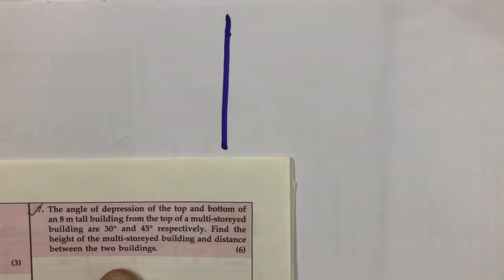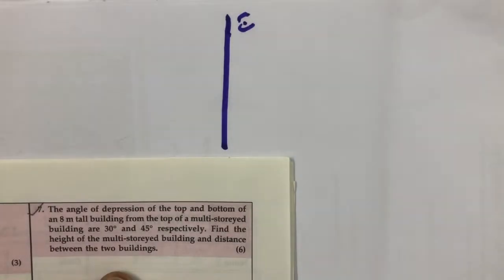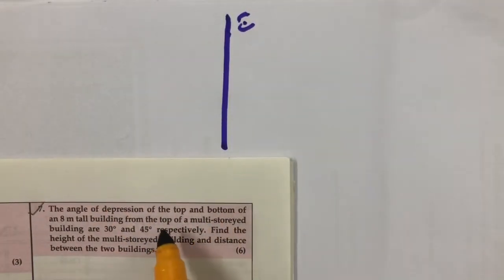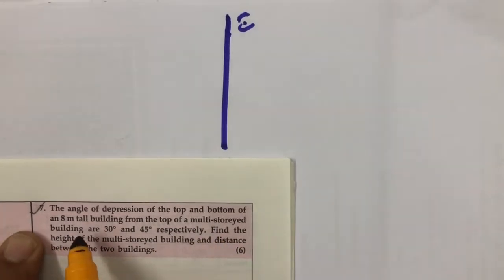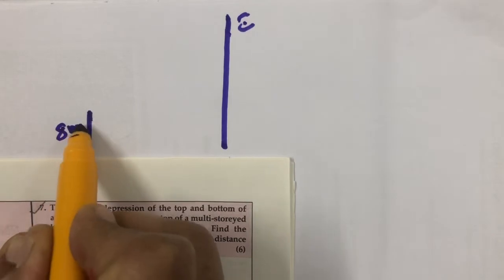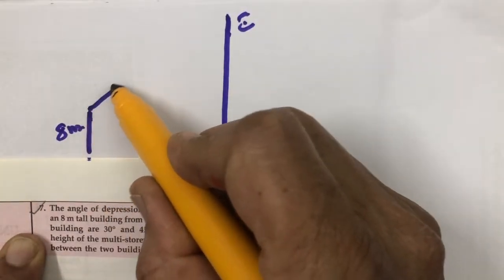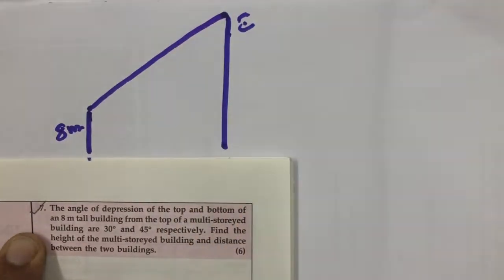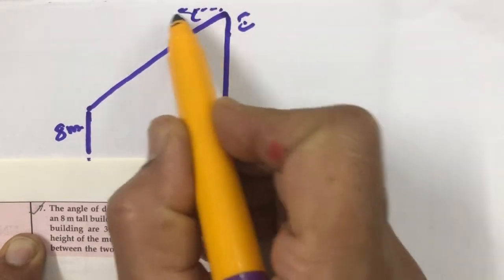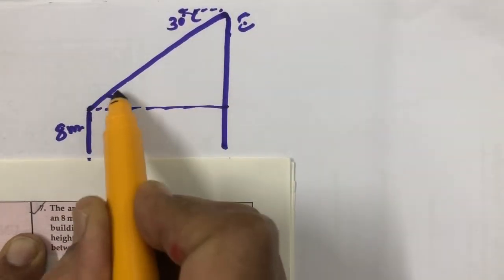The angle of depression means the eye level is here, the most important point. The angle of depression of the top and bottom of an 8-meter tall building is here, and its height is only 8 meters. First, the angle of depression to the top is given as 30 degrees. So we have to make the 30 degrees here as well as here.